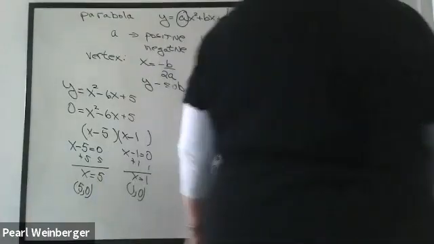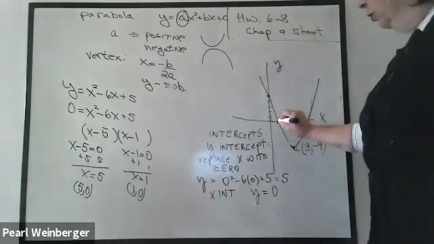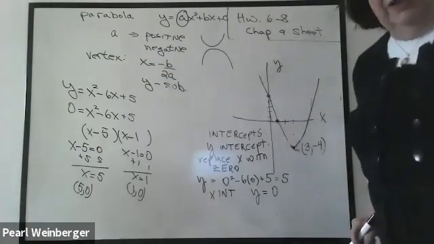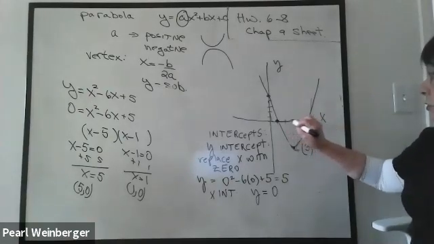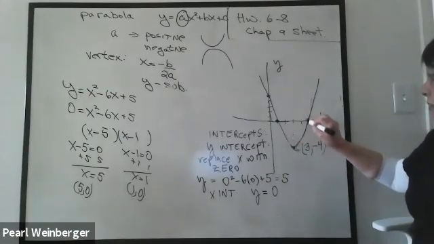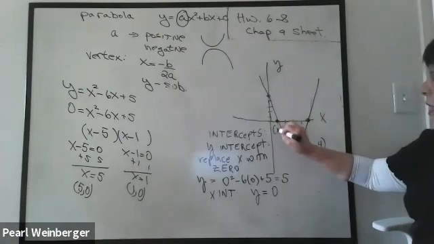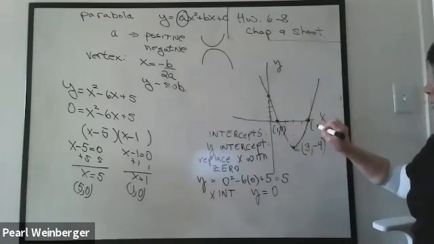And let's see how close we got to this. Look at, here's (1, 0). I actually hit it. And here's 1, 2, 3, 4, 5. Here's (5, 0). Here are my 2 x-intercepts.